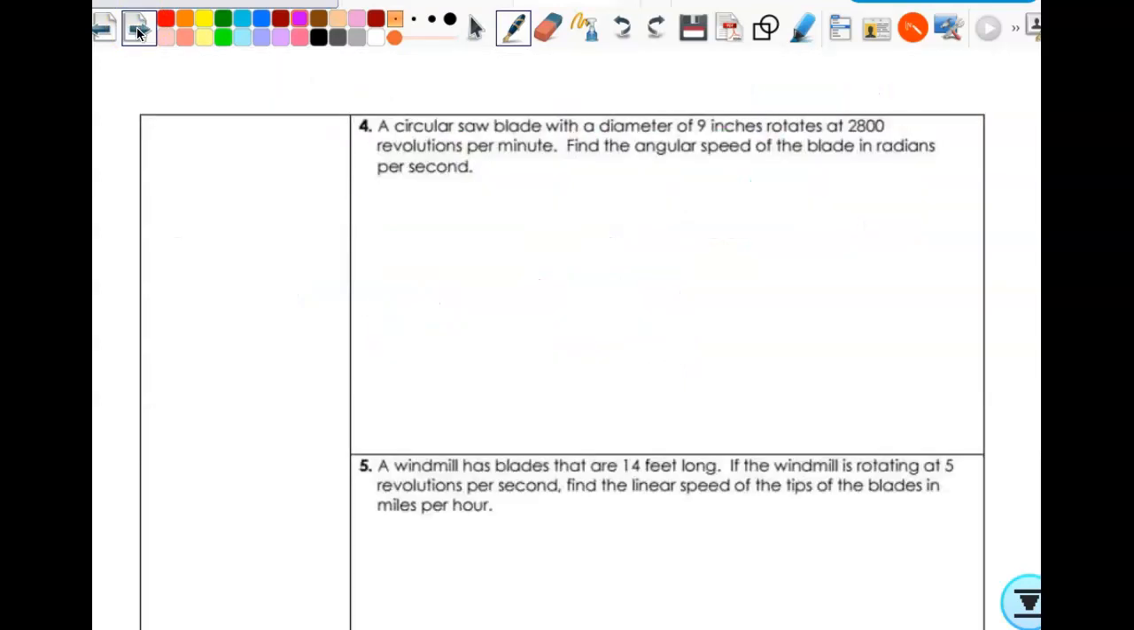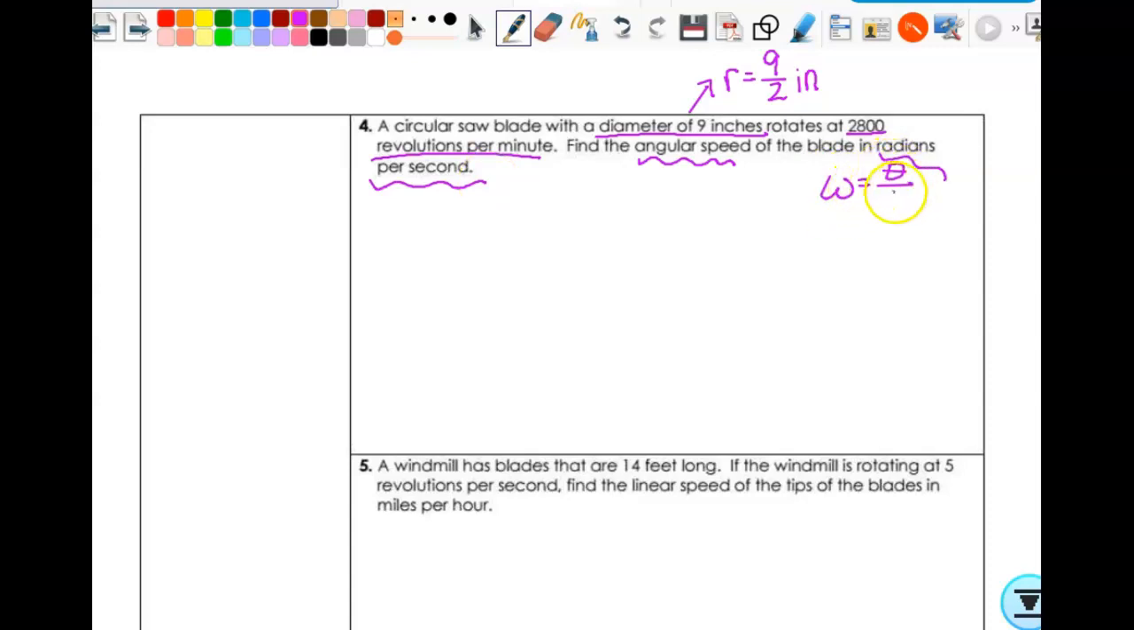So let's look at number 4. A circular saw blade with a diameter of 9 inches, so that means my radius is 9 over 2 inches. It rotates at 2,800 revolutions per minute. Find the angular speed of the blade in radians per second. Okay? So we are looking for angular speed.